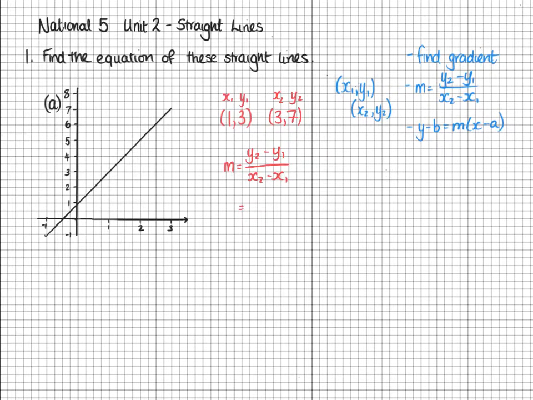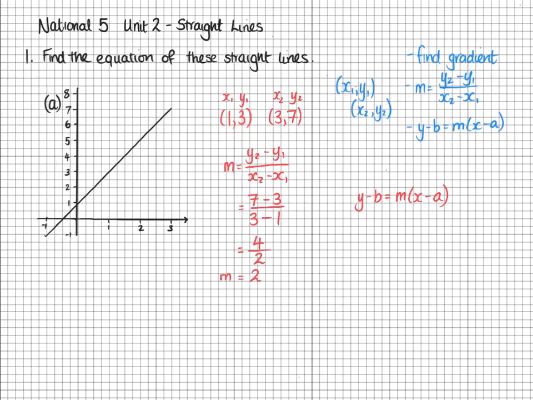So we've got y2, which is 7, take away y1, which is 3. We've got x2, which is 3, take away x1, which is 1. So we've got 7 take away 3, which is 4. We've got 3 take away 1, which is 2. So we've got 4 divided by 2, so our gradient m is 2. Now we use this equation: y minus b equals m(x minus a).